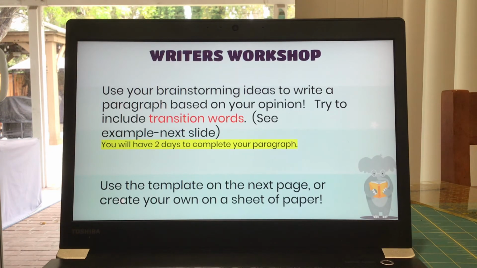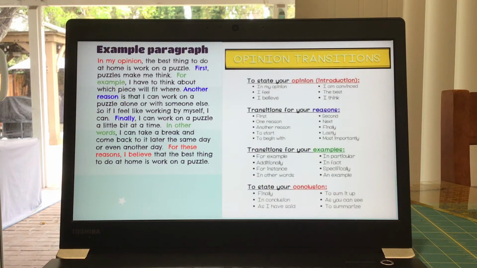Writer's Workshop, you should have completed your brainstorming pages from yesterday. Today you're going to be writing your opinion paragraph and try to include those transition words. So remember from last week, on the right hand side you have all these ideas. So to state your opinion is the introduction sentence. So you might use the words in my opinion or I believe or I am convinced or the best. So choose one of those.